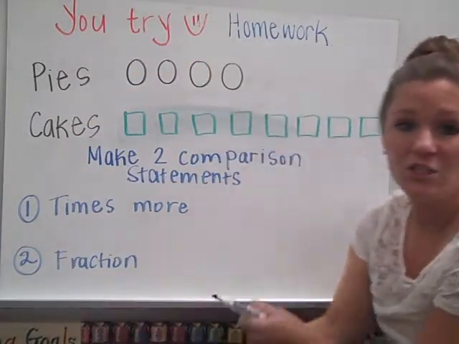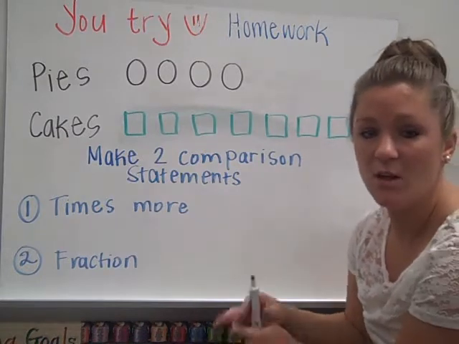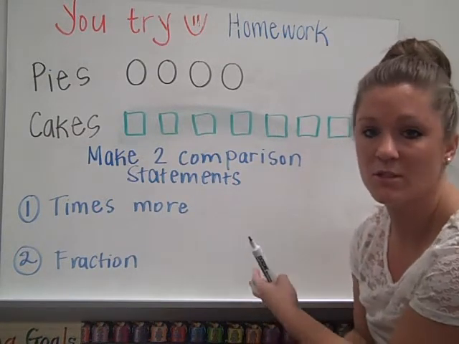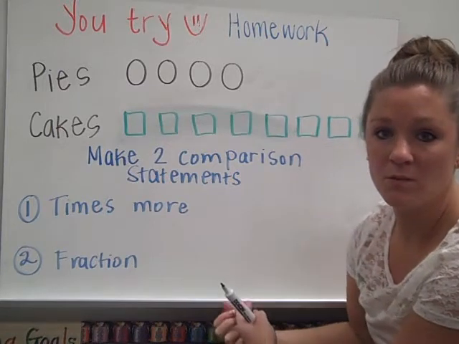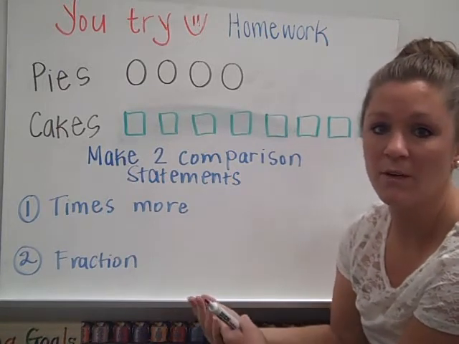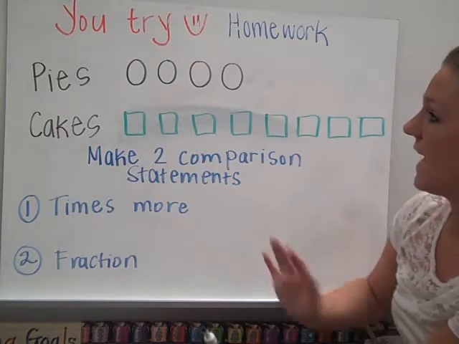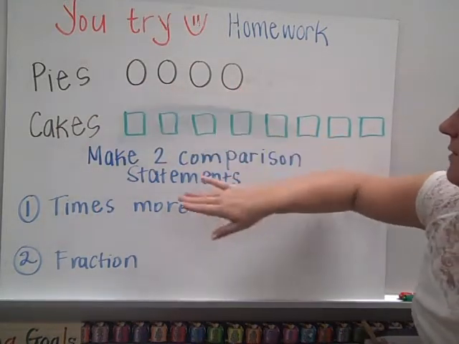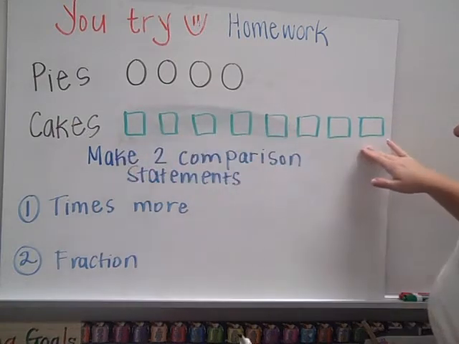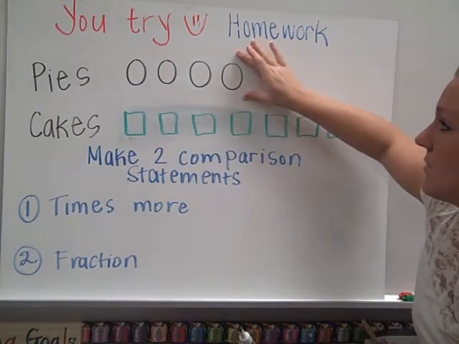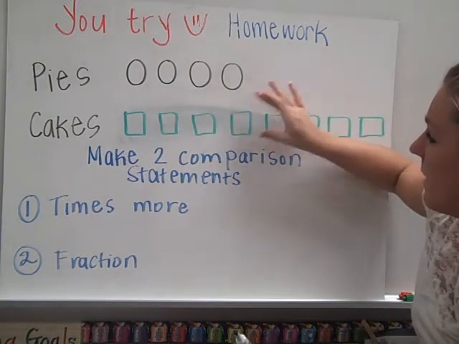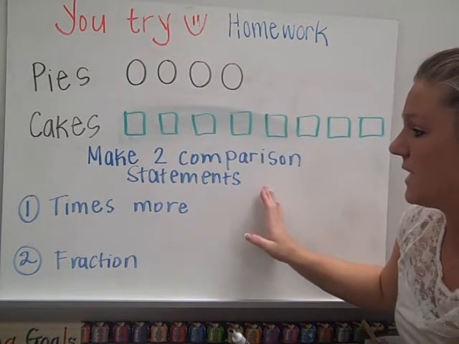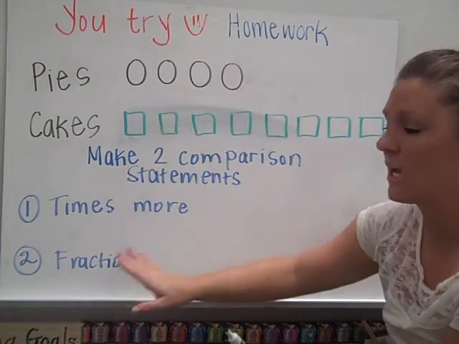Alright, I want you all to just give this a shot, try it, because all day tomorrow we're going to be working on comparison statements using pictures. We're going to have some of you come up to the front of the room and we're going to compare each other. So just try it. This is pies. Okay, this is one group versus cakes. So you need to separate. Know that this is one group of 4. So think about how many groups of 4 of cakes you have and make 2 comparison statements. Times more and a fraction.